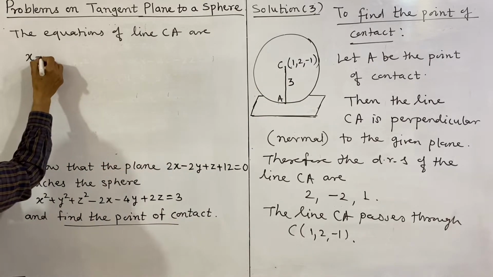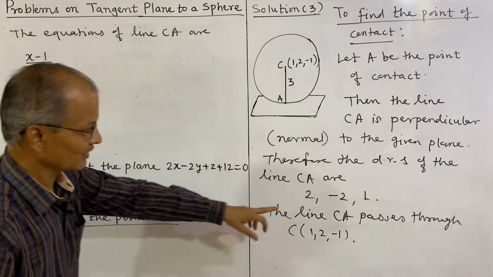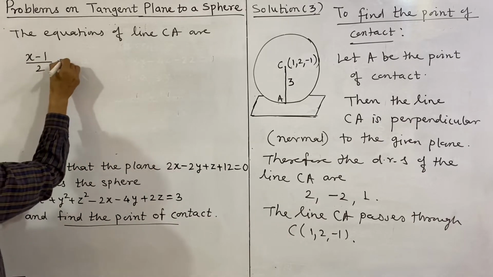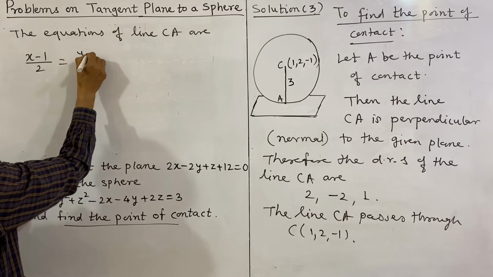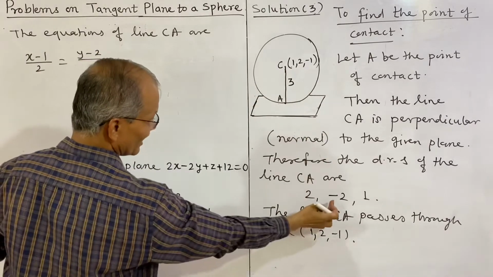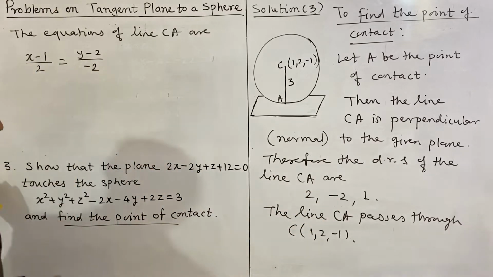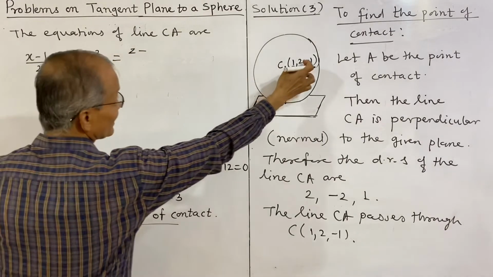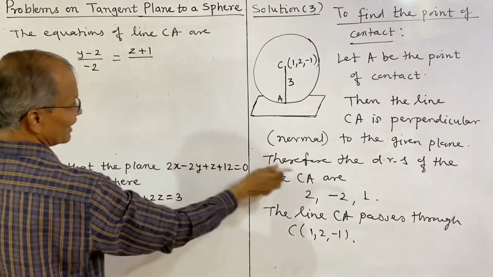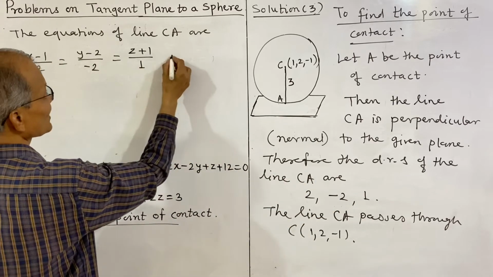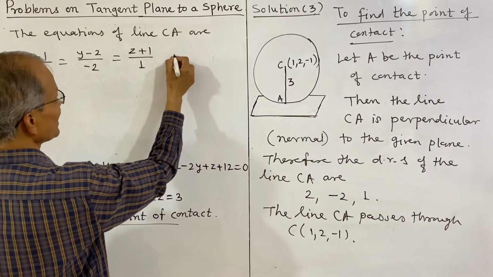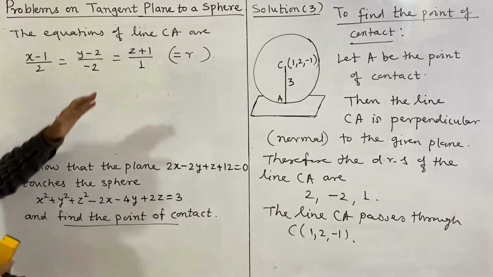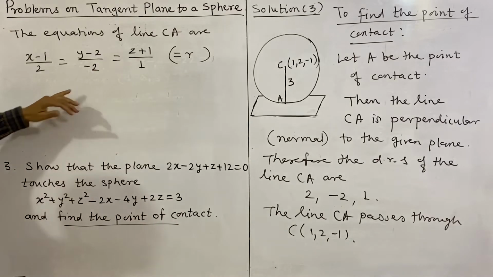It passes through the point C. So x minus 1 divided by the first direction ratio of the line, that is 2, is equal to y minus 2 divided by the second direction ratio, that is minus 2, is equal to z minus of -1, that will be z plus 1, divided by the third ratio, 1. So these are the equations of line CA, and we shall suppose this is equal to r.